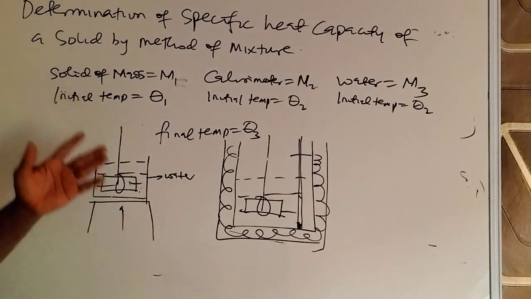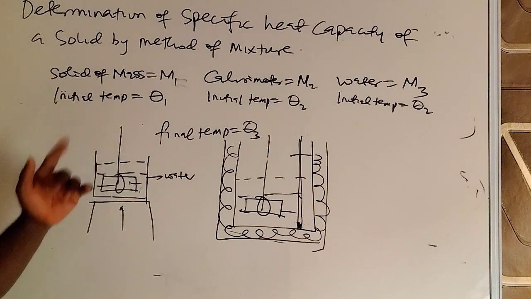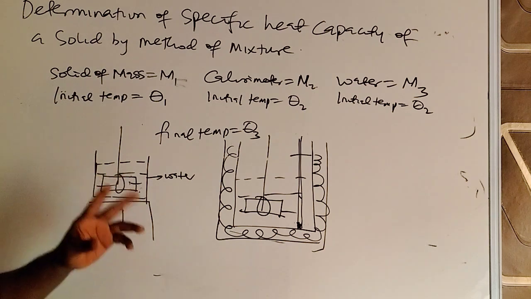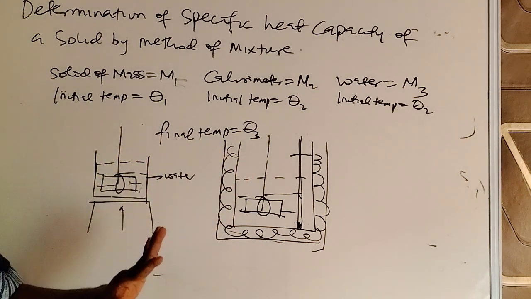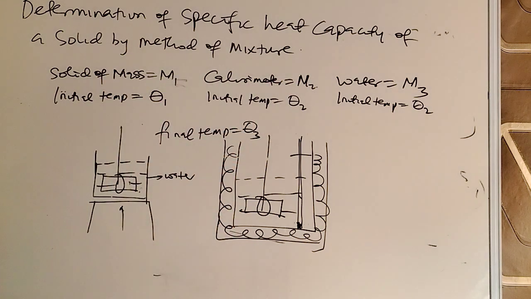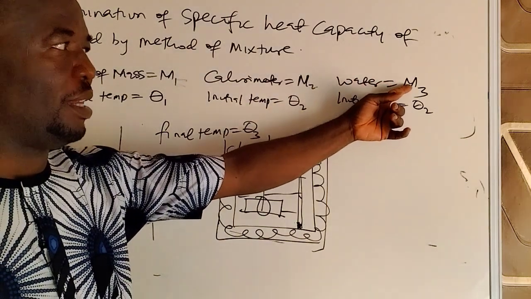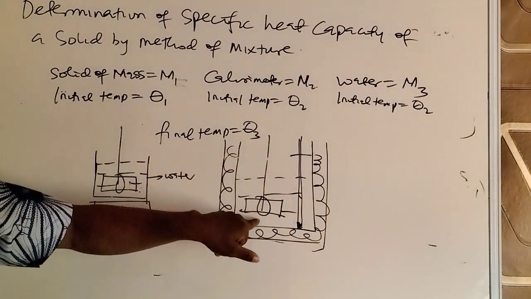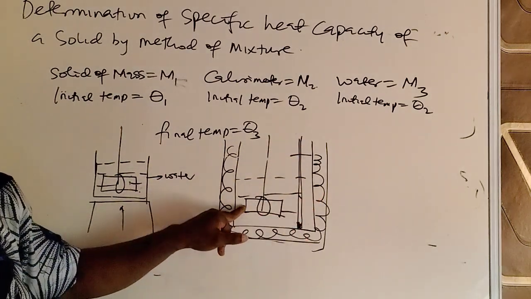Before I go ahead, I'll repeat the process again. A metal like copper or aluminum is obtained, and its mass determined, which we call M1. An empty calorimeter, lagged, without anything inside, is obtained, and we find its mass as M2. Then the water we want to use for the experiment has its mass determined as M3. After that, the water is poured into the calorimeter, and we take the initial temperature of the water and the calorimeter together, without the metal in it.